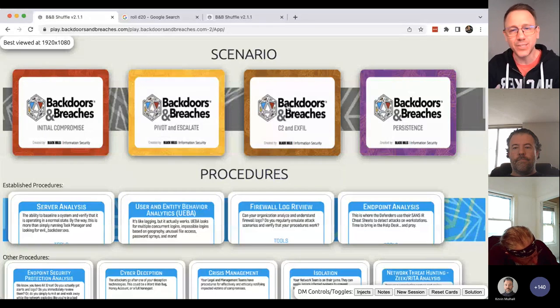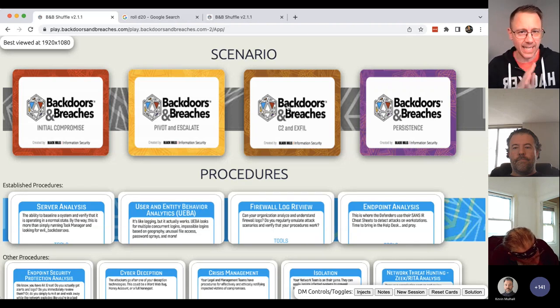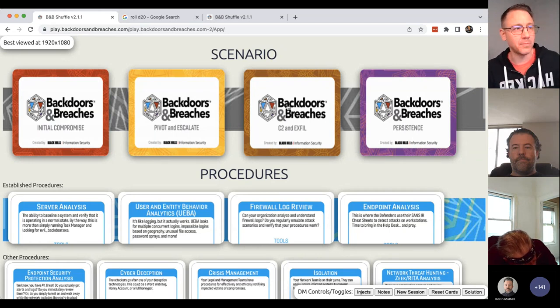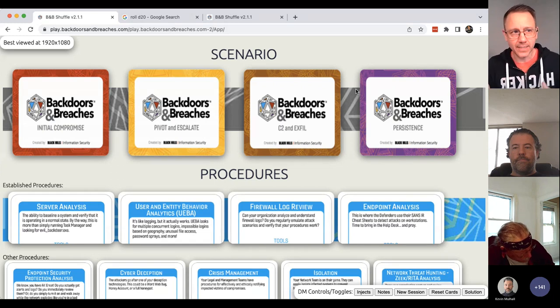And then we have what's called C2 and exfiltration. That's the brown cards. C2 and exfiltration stands for command and control and the exfiltration of data. Attackers have to maintain a connection with the malware and everything that they put inside of your organization to be able to talk to it and use it to get more access and more accessibility to the rest of your organization. And then you have something called persistence. Persistence is how the attackers stay in your organization.